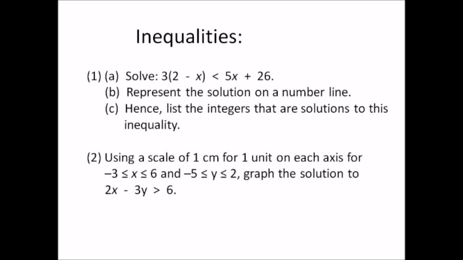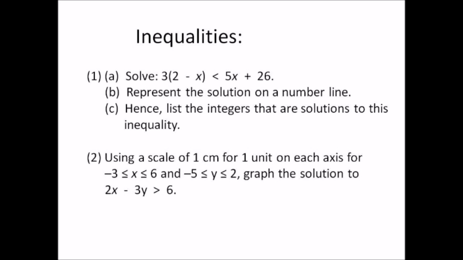So for C, you can't write all the numbers because the numbers would go on and on and on. So just put your 3 dots, it means, and so on, they go on and on. 2, using a scale of 1 centimeter to 1 unit on each axis for -3 is less than or equal to x, which is less than or equal to 6, and -5 is less than or equal to y, which is less than or equal to 2.